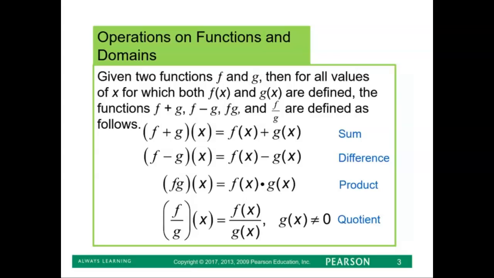So we have some definitions here that allow us to find f plus g of x, f minus g of x, f times g of x, and f divided by g of x. It's very intuitive to find f plus g of x. We just add the respective functions, and same thing for the other operations. We do, however, need to be careful when we are dividing functions, and here we exclude values for g of x that would create a 0 in the denominator.